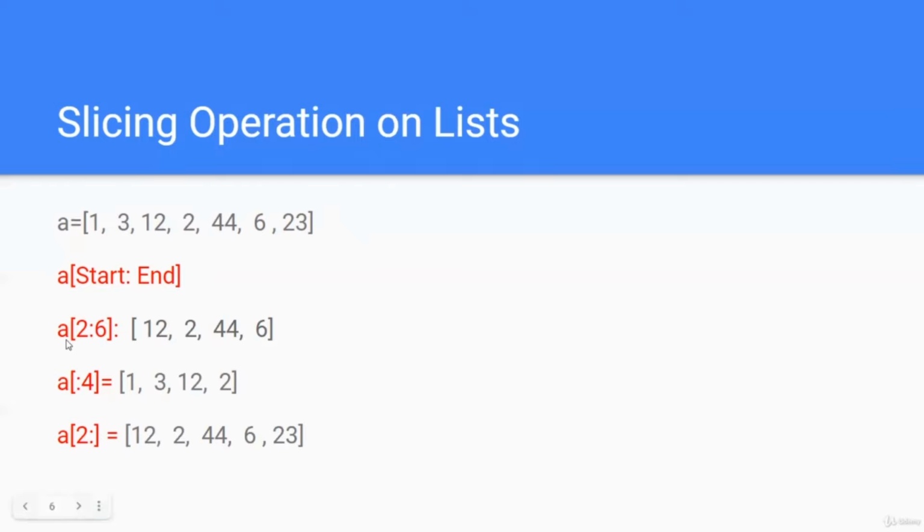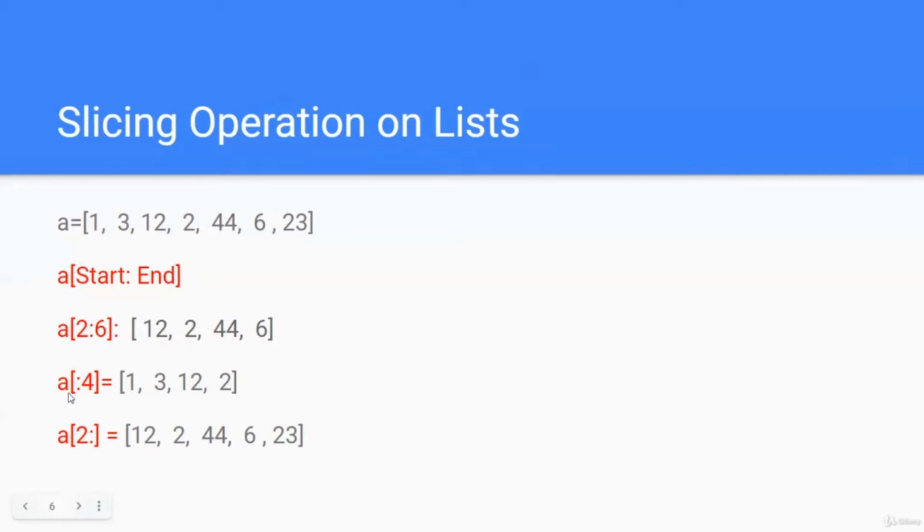If we type a[2:6], the elements from the second location, that is here 0 index, first index, and 2. So from 12 onward, the numbers will get printed till the fifth location, because 6 will not be included. So the last location of the number will be the fifth location. So here you can see that it will start with 12, 2, 44, and 6. So the output of this a[2:6] will be 12, 2, 44, and 6.